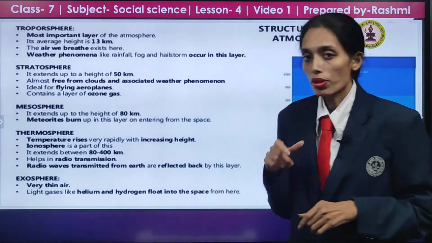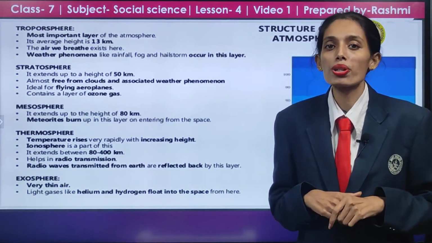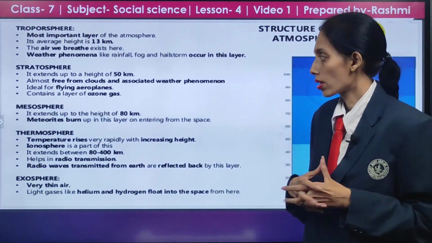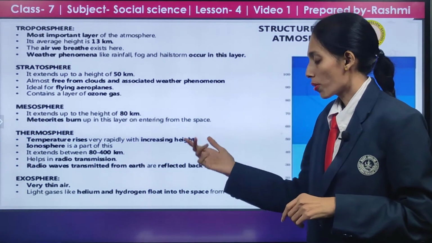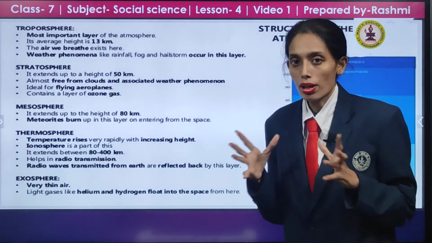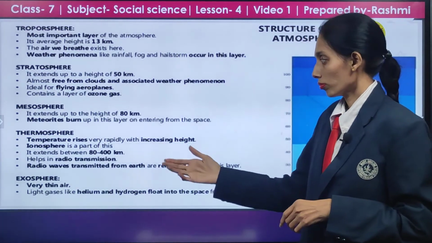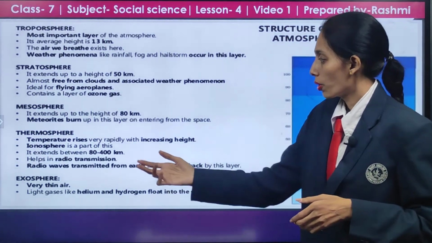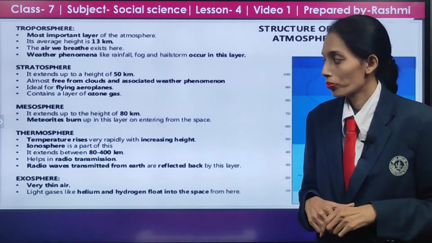Mesosphere. After the stratopause you have the mesosphere. It extends to a height of almost 80 kilometers from the Earth's surface. Almost all meteorites burn in this sphere. Thermosphere. Temperature rises very rapidly with the increase in height. Ionosphere is a part of this sphere. It extends from 80 to 400 kilometers. It helps in radio transmission. That's how the satellites work. Radio waves transmitted from the earth are reflected back via this layer.